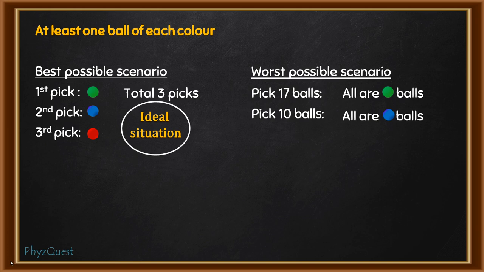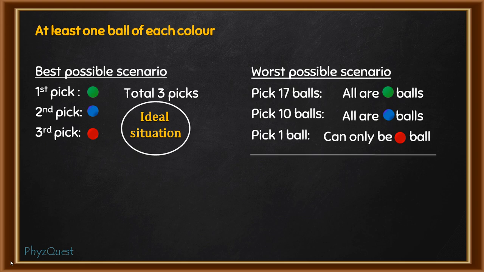Now our purpose is to have at least one ball of each color. One ball we need of each color. We already have blue and green. So in order to have one red color ball, we have to just pick another one ball. It will definitely be a red color ball. There is no other option. So here it is the worst possible scenario which can happen, but it's a sure shot way that it will definitely give you at least one ball of each color.